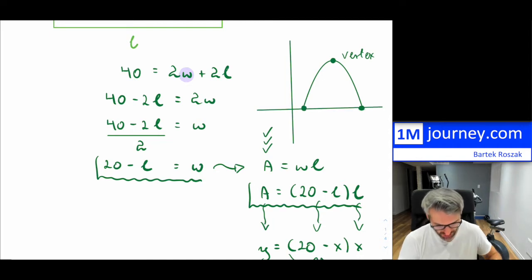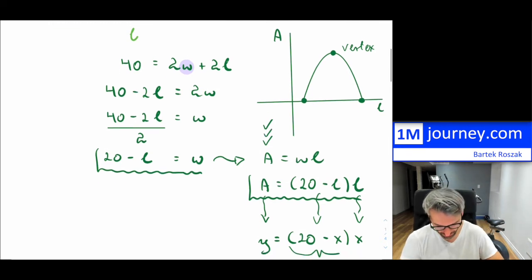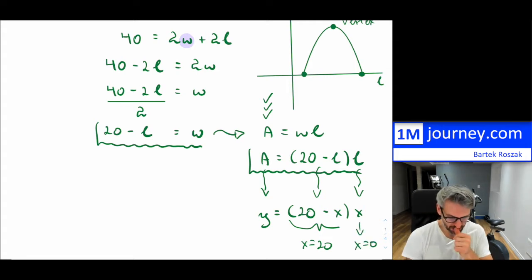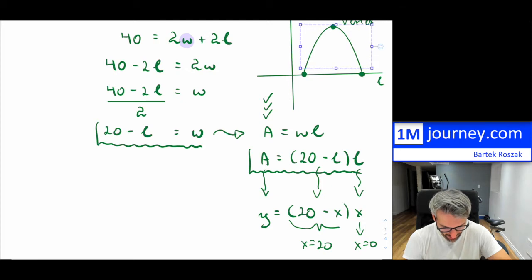So somewhere along, this is your length L, and this is your area, and it's going to cross. So I'm going to try to find the zeros of this particular relationship. Well, one zero is from the first factor, so that's x is equal to 20. And the other zero is from the second factor, and that's x is equal to 0. So I have my two zeros. Really, it kind of looks like this.